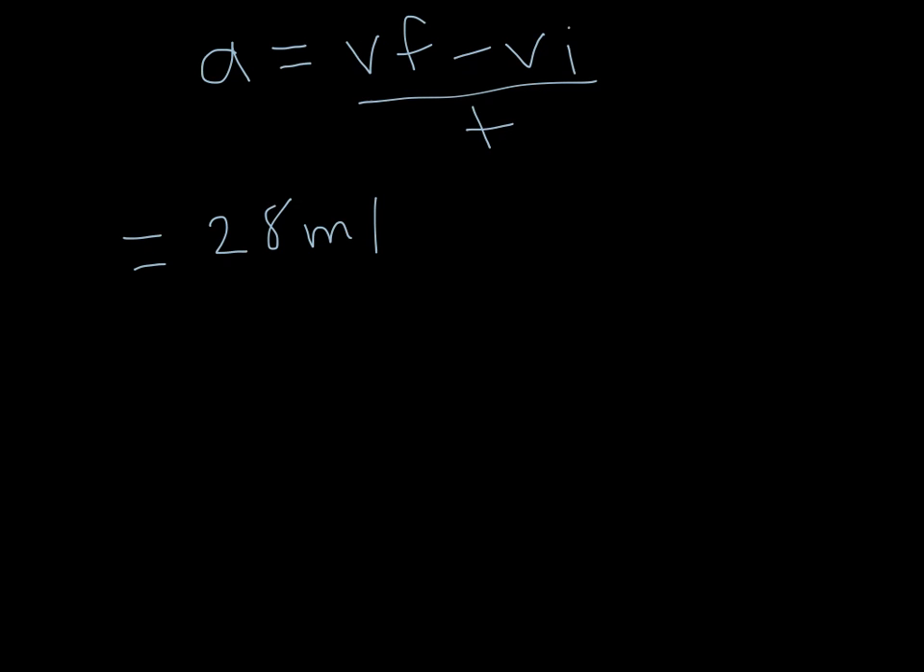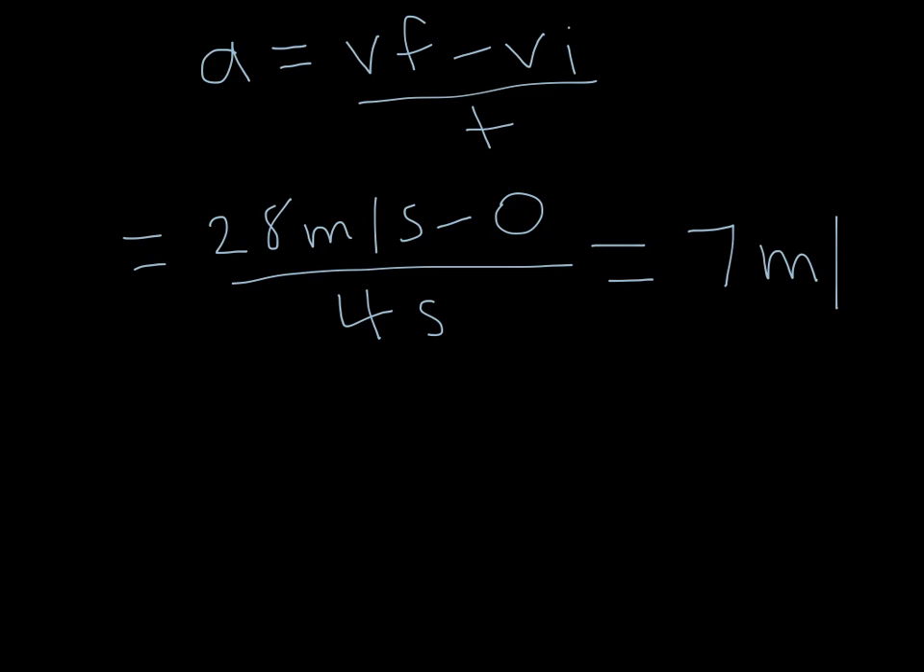So the first thing we have to do is find the average acceleration. That equation is a equals the final velocity minus initial velocity over time. So the final velocity was 28 meters per second, and the initial velocity was 0. Our time was 4 seconds. So that turns into 28 divided by 4, which equals 7 meters per second squared.